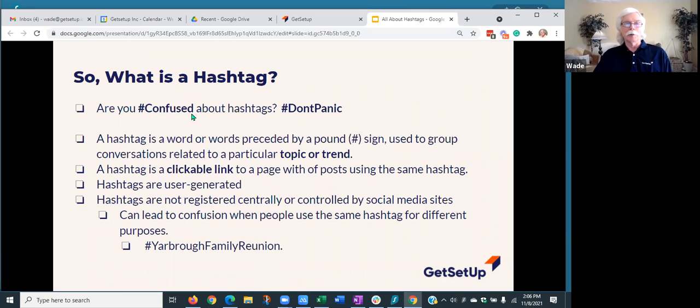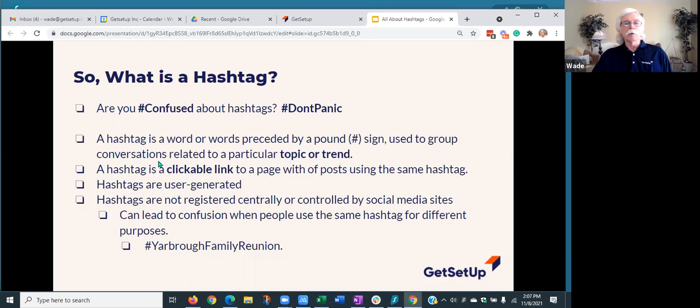Lots of times they're embedded in a sentence just with the hashtag. This is especially common in Twitter because with Twitter, you've only got 280 characters to say what you're going to say. So you have to put your hashtags in the sentence. Lots of times they're standalone at the end of the paragraph. But so a hashtag is a word or words preceded by a pound sign. The pound sign makes it a hashtag. That was originally called a hashtag.